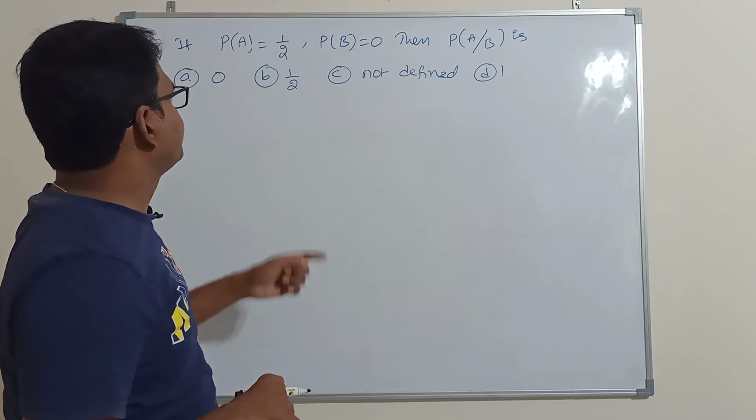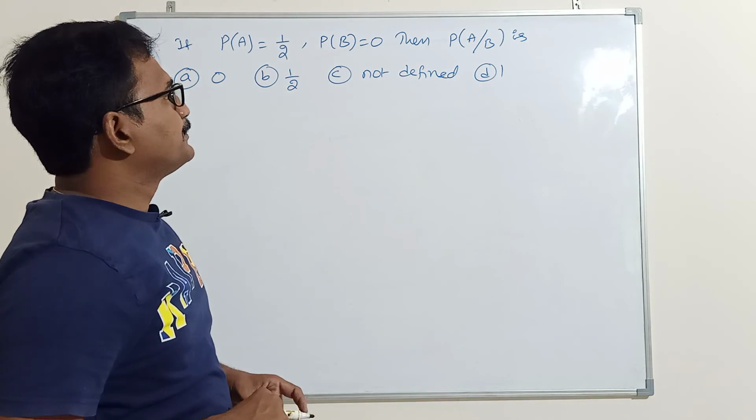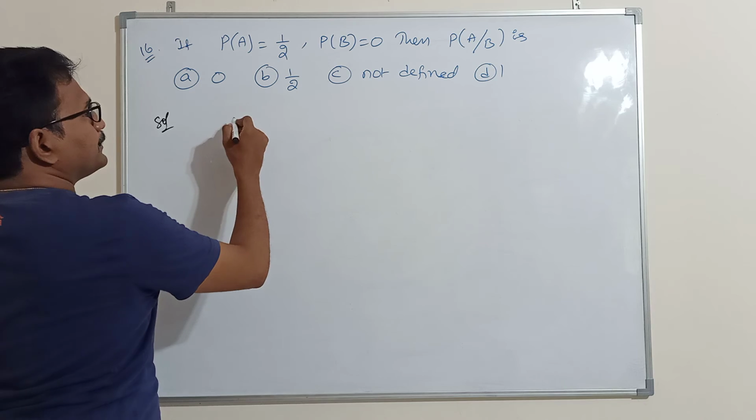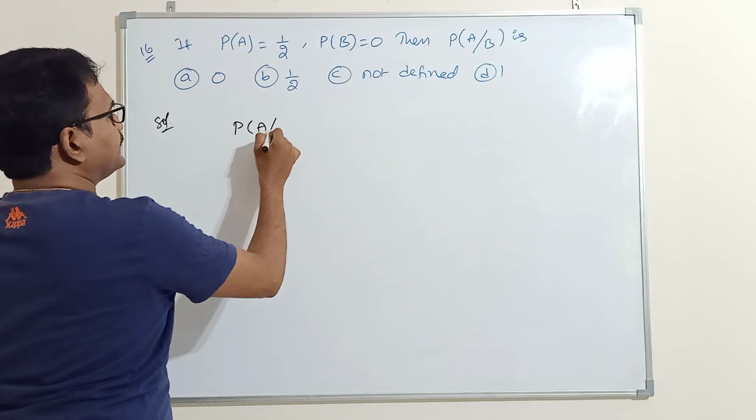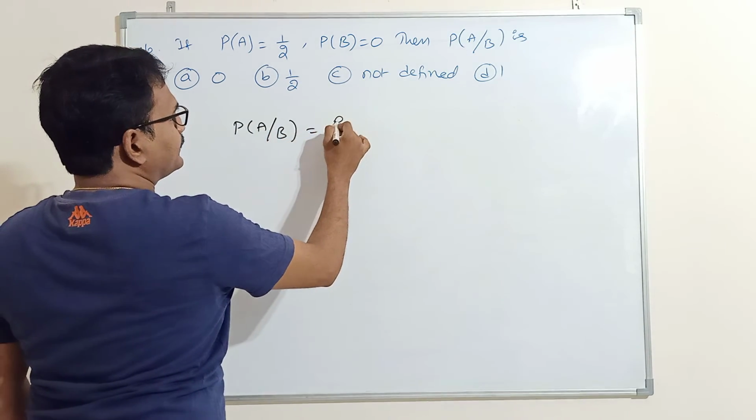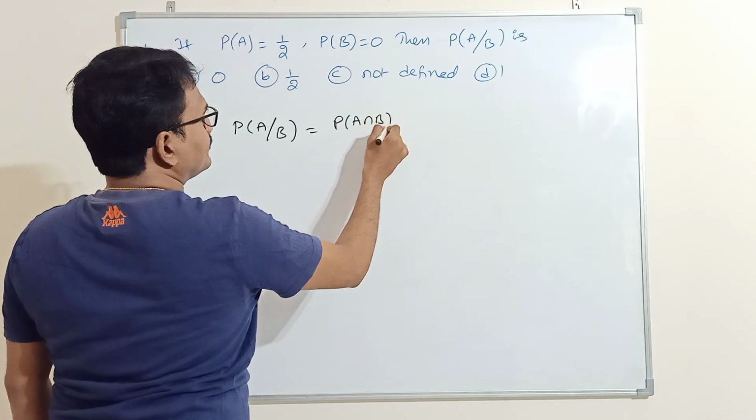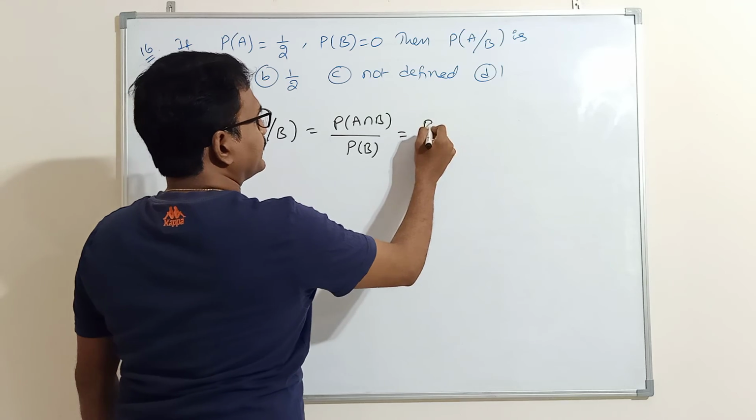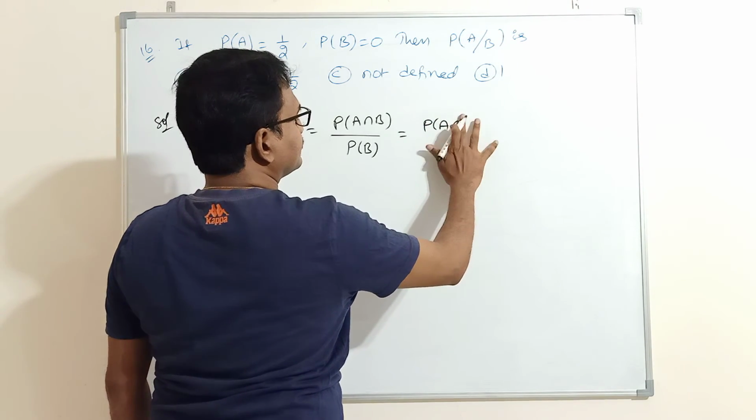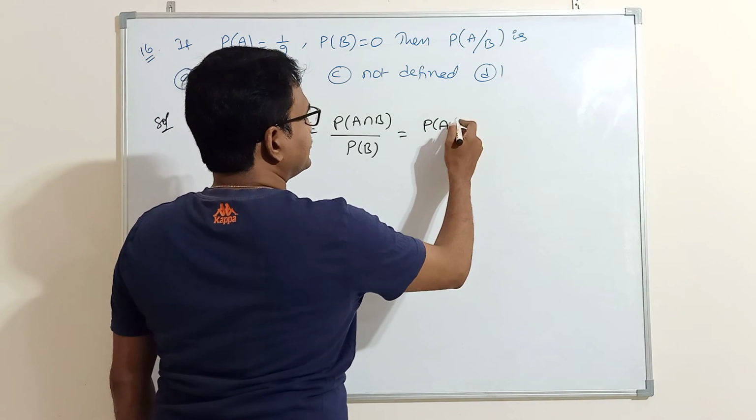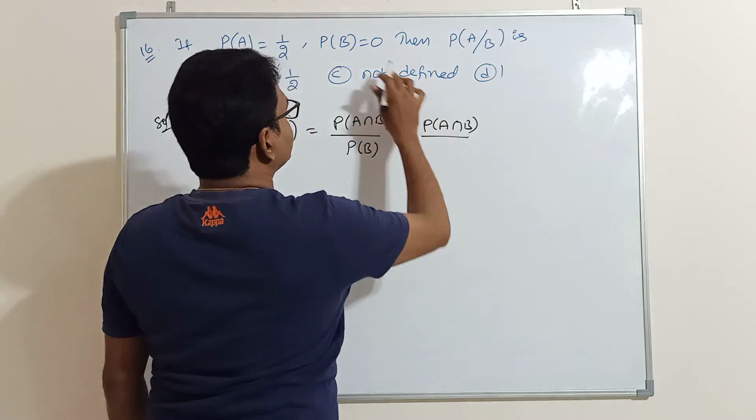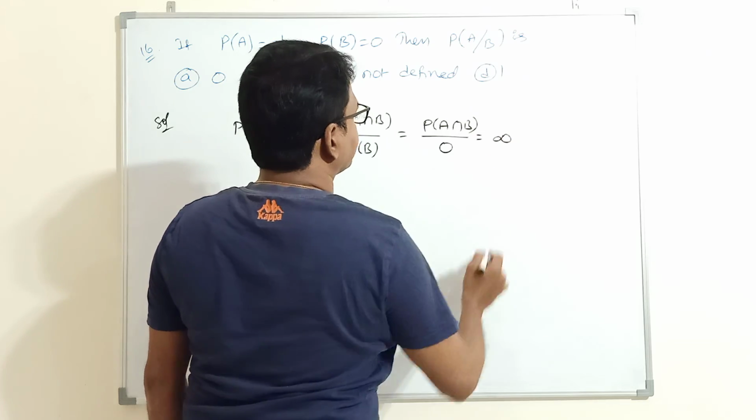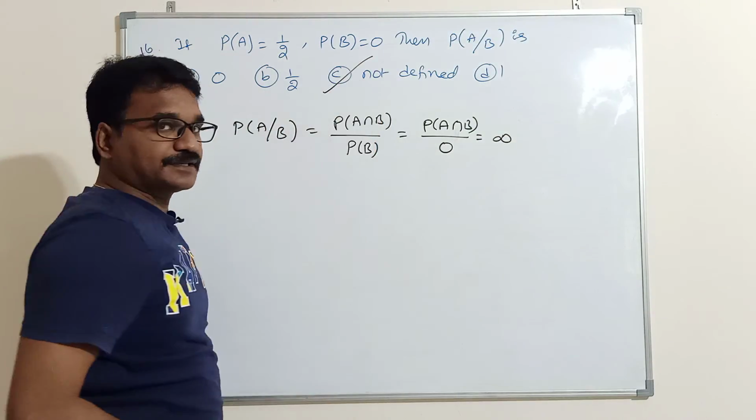Next problem. If P of A is equal to 1 by 2 and P of B is equal to 0, then P of A given B is how much? P of A given B is equal to the formula P of A intersection B by P of B. P of B is how much? 0. The value of P of B is 0. Anything by 0 is not defined. So option C is correct.